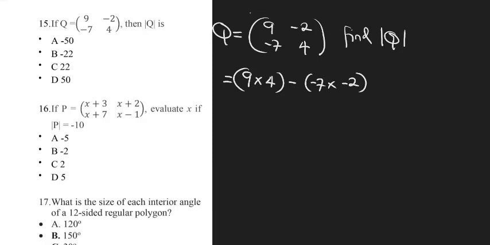So 9 times 4 is 36. Then we have minus times minus is plus. 7 times 2 is 14. So 36 minus 14 is 22. So this is 22. So that's it. So our answer is C. Let's move to the next one.